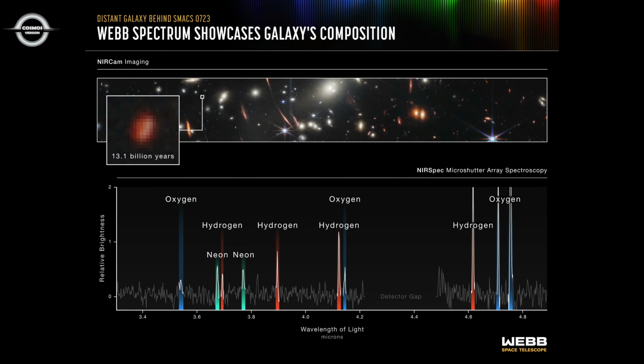Webb got spectra to figure out what those galaxies are made of, and this is that one. We're seeing it as it looked 13.1 billion years in the past, less than 1 billion years after the Big Bang, and we're seeing the elements of oxygen and hydrogen as well as neon. This is how the oxygen in our bodies was made, in stars, in galaxies, and we're seeing that process get started.